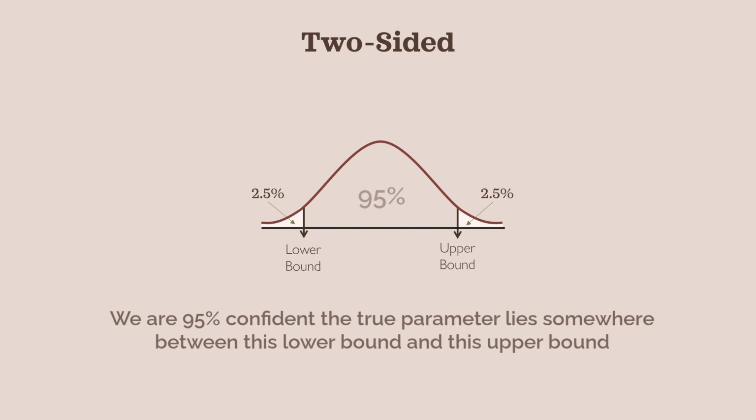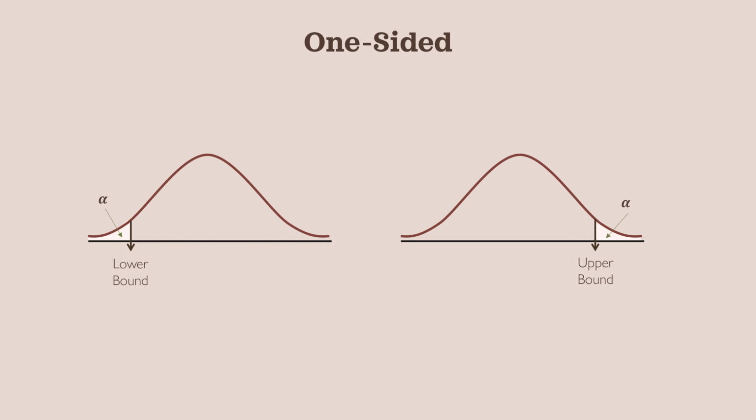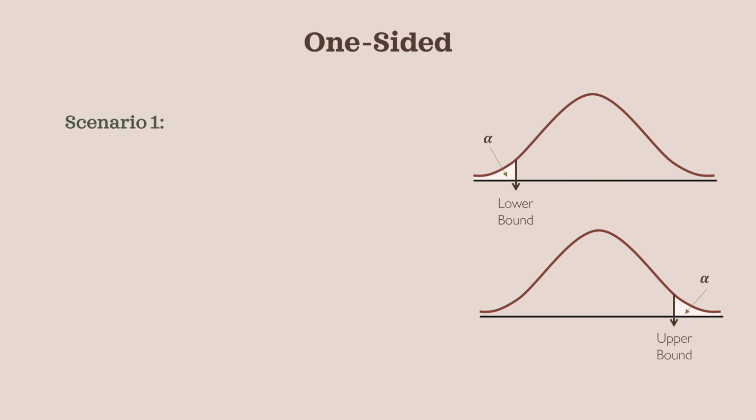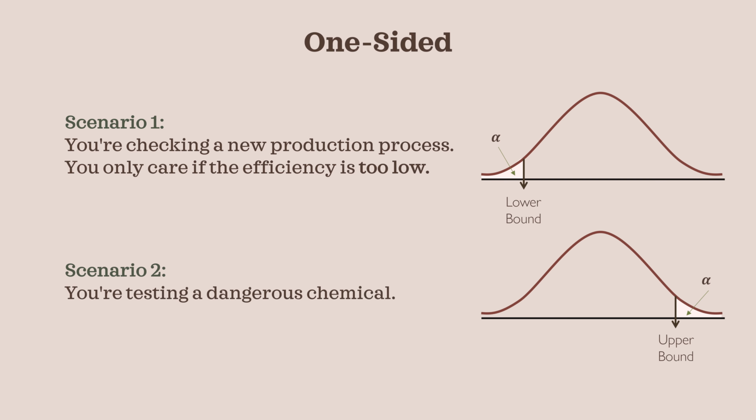But sometimes we only care about the error in one direction, just like in a one-tailed hypothesis test. Consider these scenarios. You're checking a new production process, and you only care if the efficiency is too low compared to the current process. Or you're testing a dangerous chemical. You only care if the concentration is too high. You don't care if it is too low.